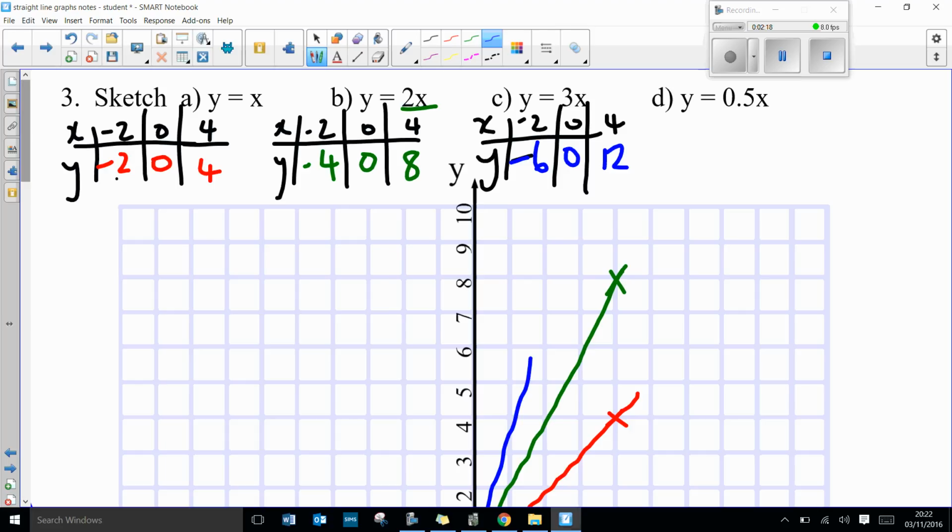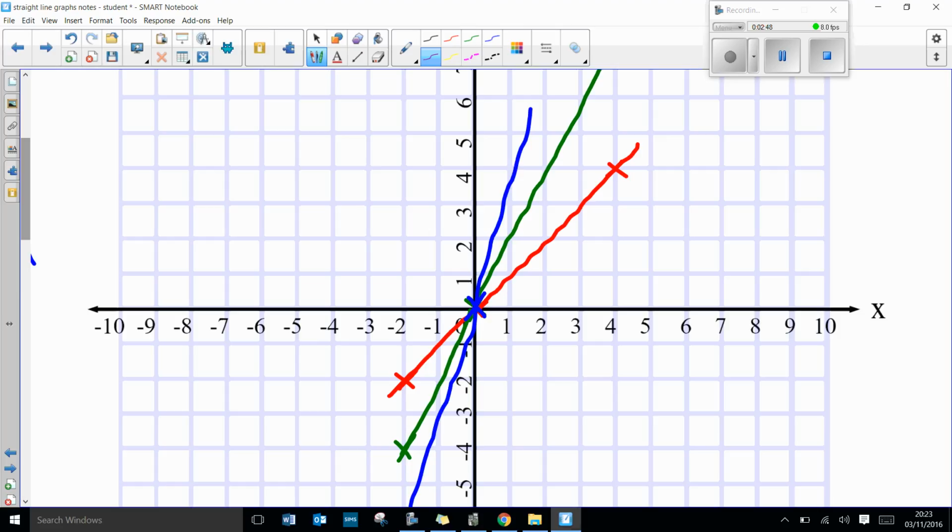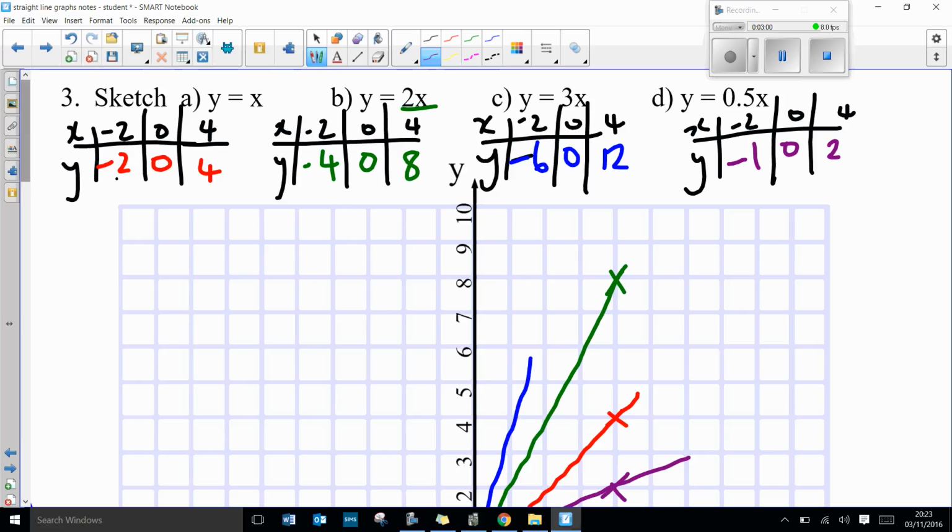And the last one, -2, 0, 4. So 0.5x, that means a half of x. So a half of something is the same as dividing by 2. So -2 divided by 2 is -1. Half of 0 is going to be 0, and half of 4 is 2. So -2, -1, 0, 0, and 4, 2. Now that one looks a little bit crowded, but as you can see, they all actually go through the coordinate 0, 0.